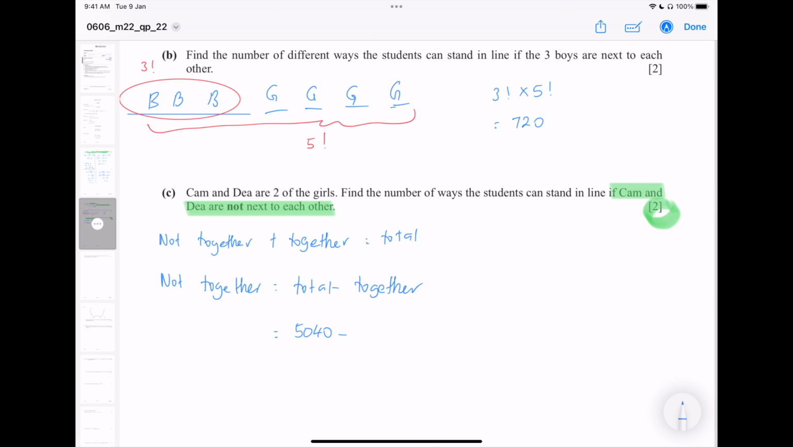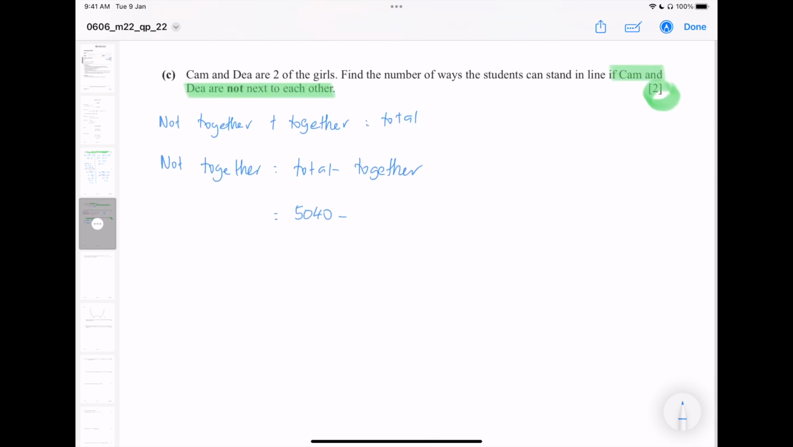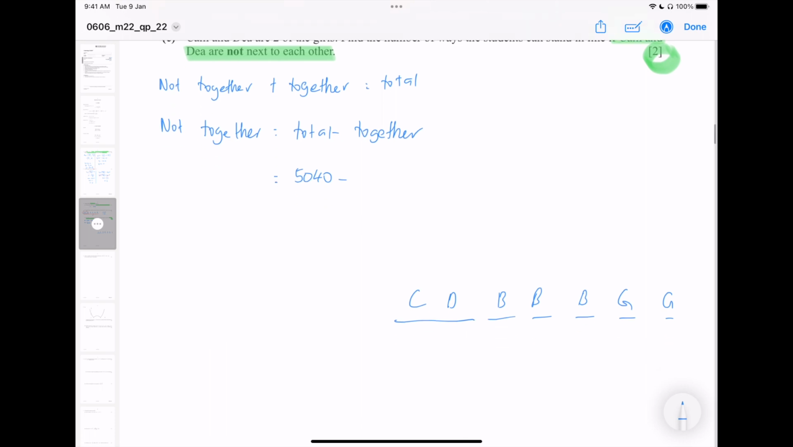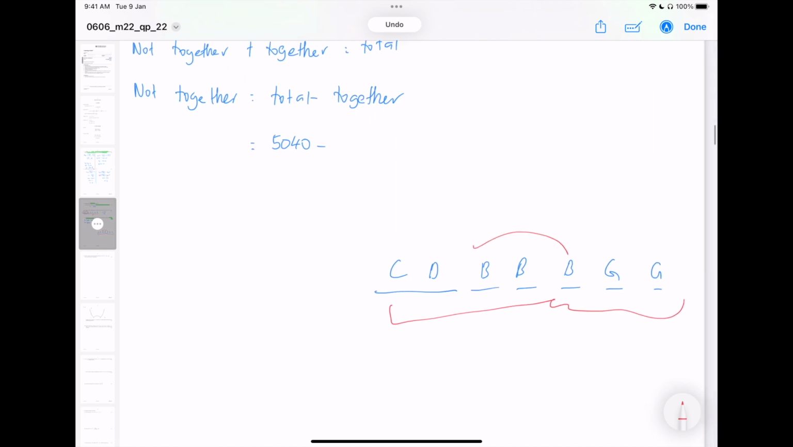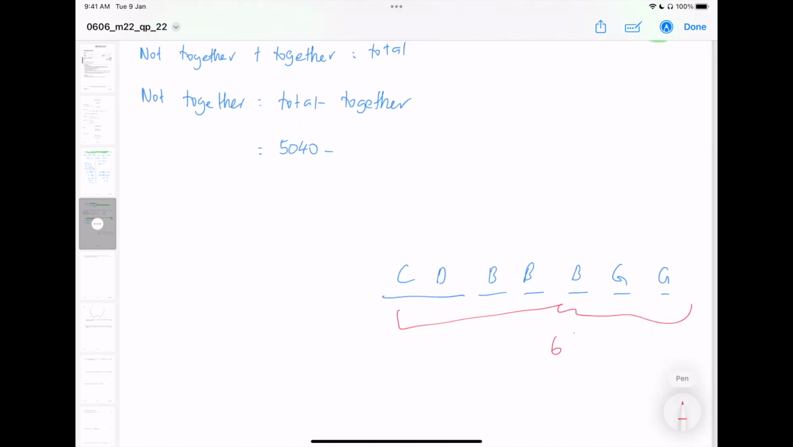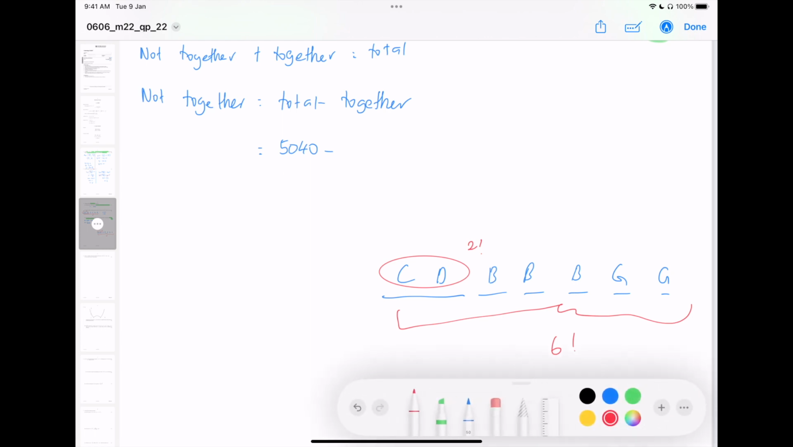How do I know what's together? Okay, let's just draw it down here. Cam and Dea, so they have to be together, right? C, D, together. And everyone else, boy, boy, boy, girl, girl. 7 people. 1, 2, 3, 4, 5, 6, 7. Okay. Now, same logic. Do you see 6 moving parts? Right, this can go here, this can go there. So again, I'm using everyone. That's going to be 6 factorial. But Cam and Dea can also switch places among themselves. So that's 2 factorial. So just multiply 6 factorial by 2 factorial.